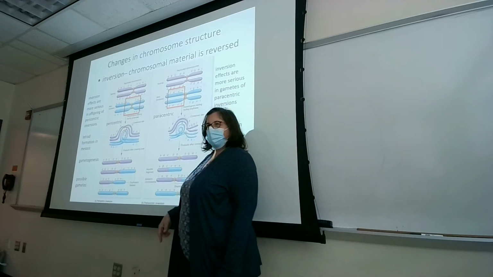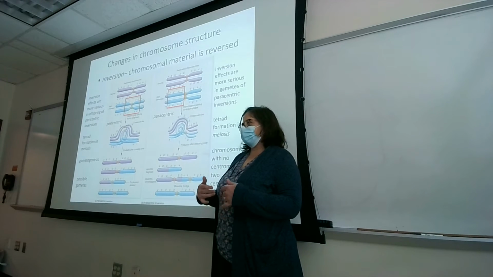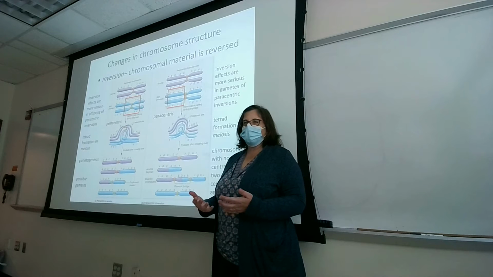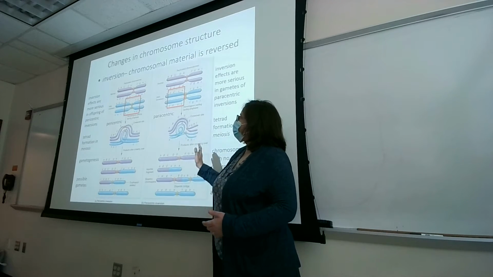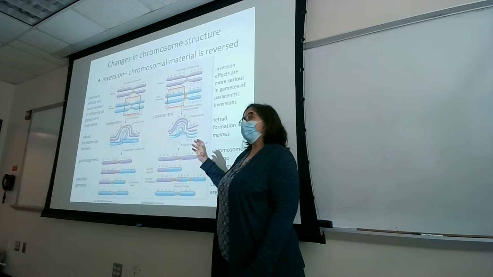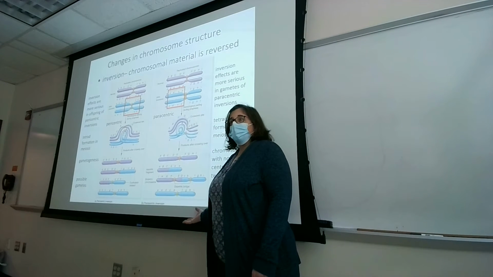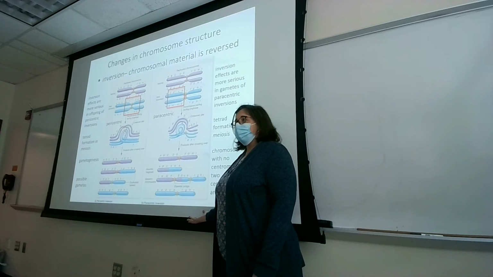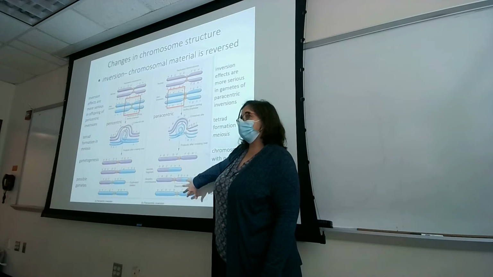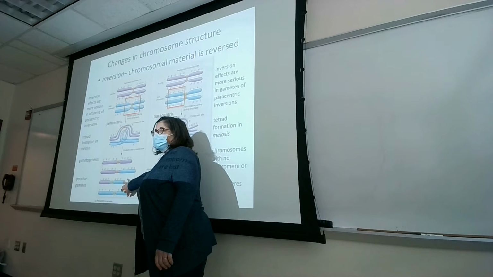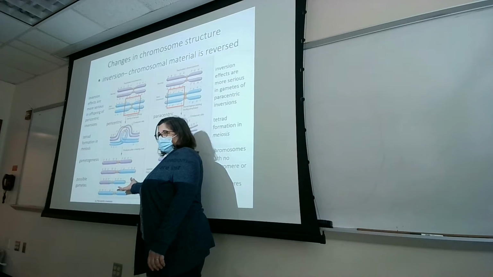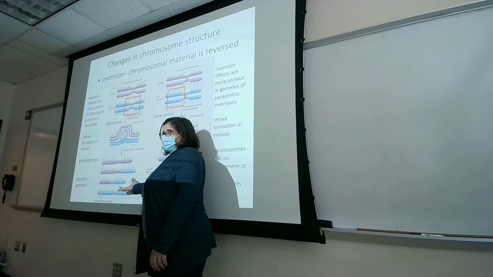So if you have an inversion in yourself, it's not a big deal in you, but if you try to pass it down to your children, depending on which type of inversion you have, you may have 100% success at having healthy kids, but 50% fertility. Or you may have 100% fertility, but 50% unhealthy kids. Right?